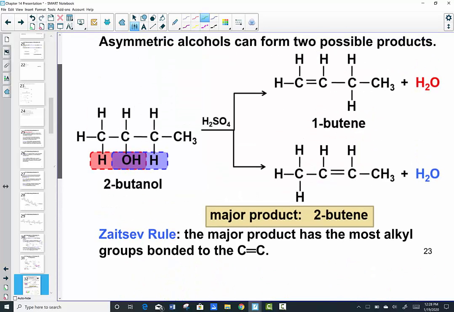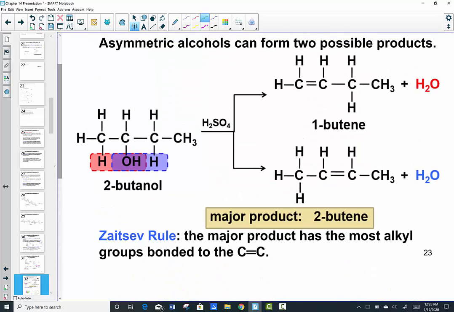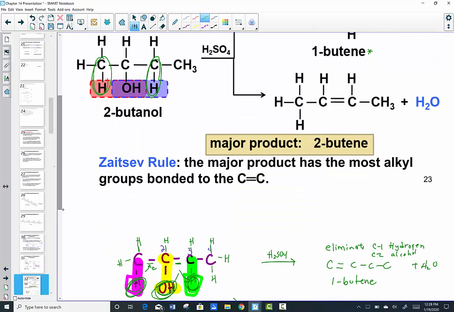And that's going to just slide up here. I just wanted to show what we were looking at. If I eliminated a hydrogen from the first position, we made 1-butene. If I eliminated the hydrogen from the third carbon, we made 2-butene. And there is one preferred product over the other, and that's going to dominate from Zaitsev's rule. The major product of an elimination reaction puts the double bond on the most substituted branches. The major product has the most alkyl groups bonded to the carbon double bond.